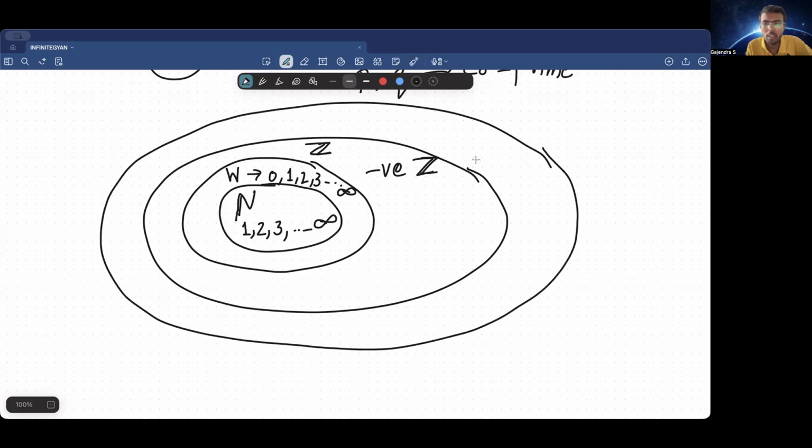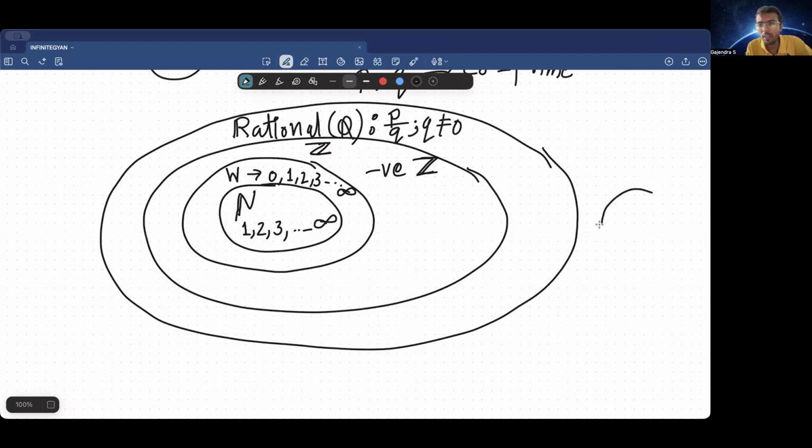And then we have a bigger circle, or you can say oval, whatever it is. We call them rational numbers, represented by Q. These are the numbers which can be written in the form of p by q, and here q is not equal to 0.